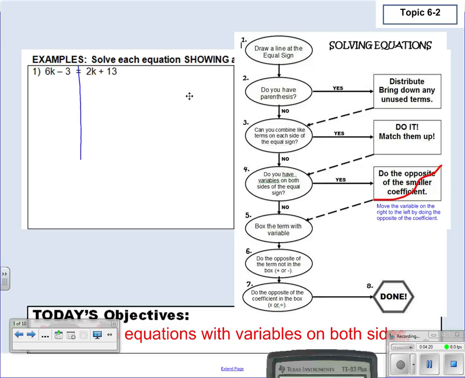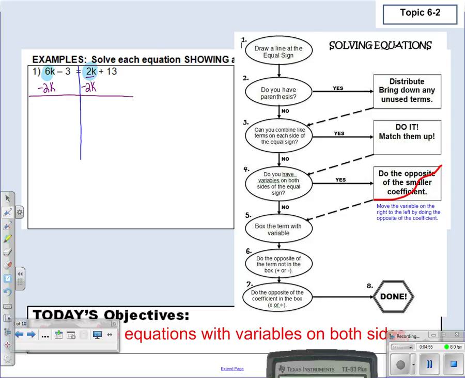Number 4 says, do you have variables on both sides of the equal sign? Yes, I do. I have a 6k on the left and a 2k on the right, so we do have variables on both sides. Since the answer is yes, I'm going to move the variable on the right to the left by doing the opposite of the coefficient. My variable on the right is the 2k. The coefficient is a positive 2, so the opposite would be a negative 2. So I'm doing a negative 2k on both the left and the right-hand side.